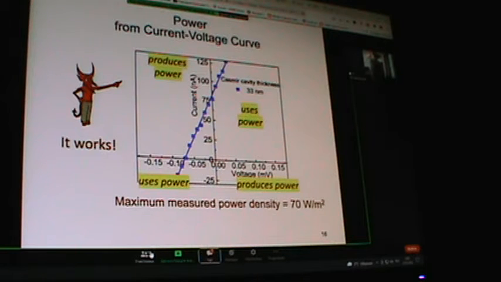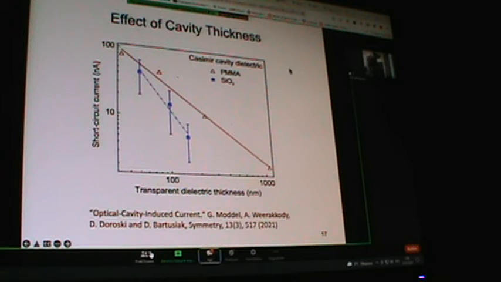devices. Well, if this is really due to zero-point energy, that would mean that as we widen the Casimir cavity and exclude fewer modes, we ought to be getting a lower current. And that's exactly what we see. So this is the short circuit current as a function of the cavity thickness. And the thicker the cavity is, either for the organic PMMA or for the glass SiO2, we do get a fall off in the current. There are a number of other measurements that we made on these devices, which I'm not going to show right now for lack of time, and we have discussed them previously.